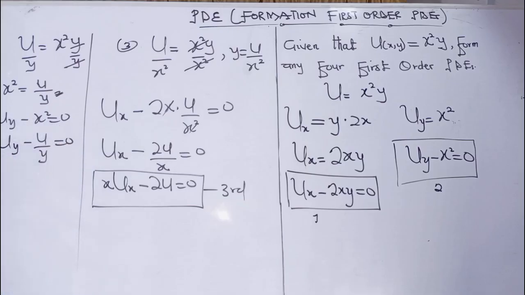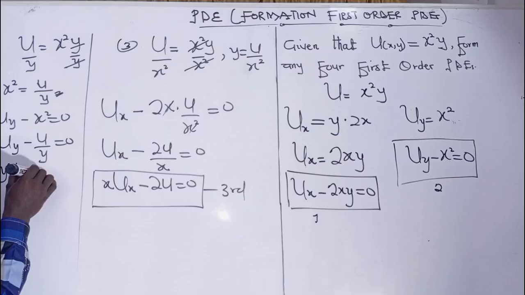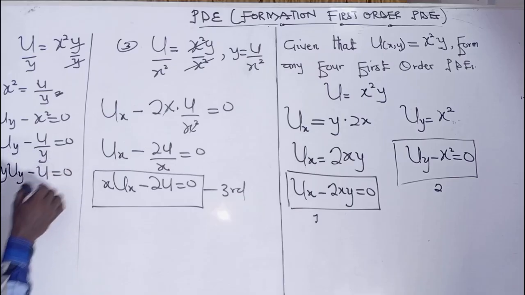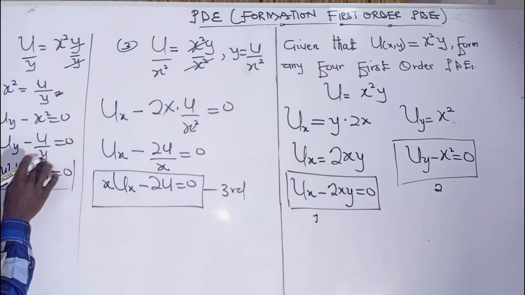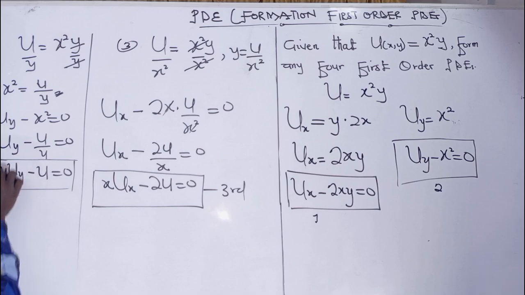Now let's multiply through by y. We are going to have y u_y - u = 0. We have another first order differential equation. So we have the fourth one. Now let me give you one more.